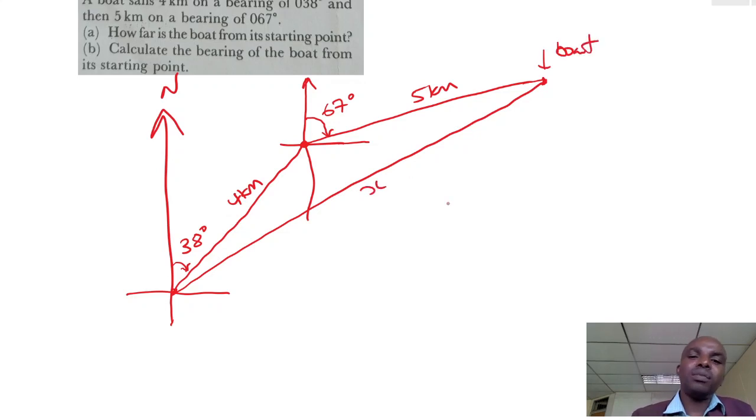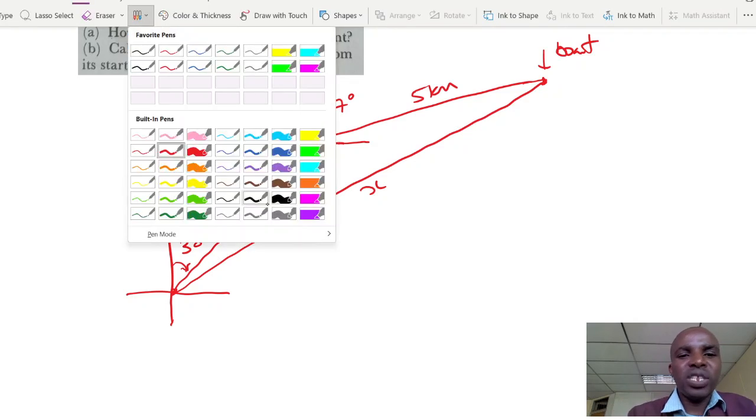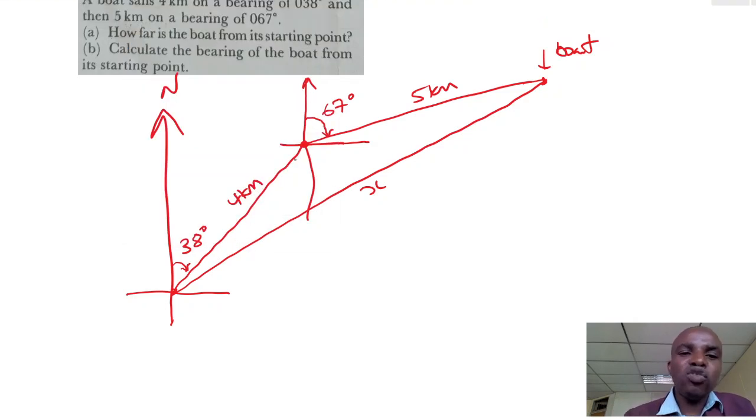So how far can I put this one as my x. Now, you have to find the angle in between these labeled sides. How can you find the angle? It's made up of two parts. You have this part, north to north, it's 38 degrees. These are alternate angles or Z angles.